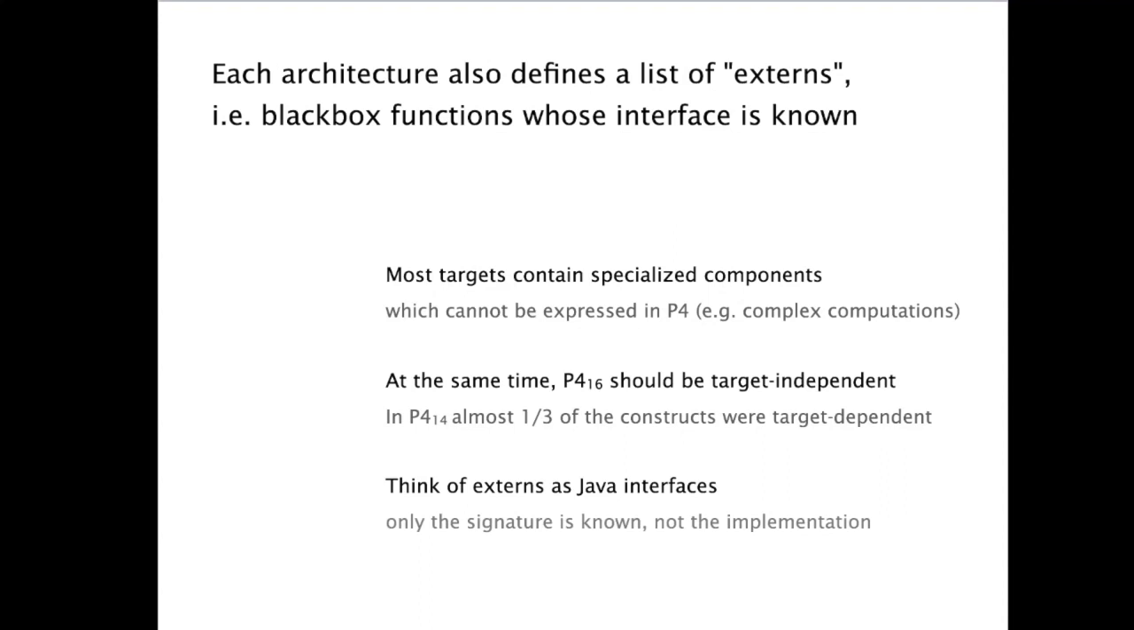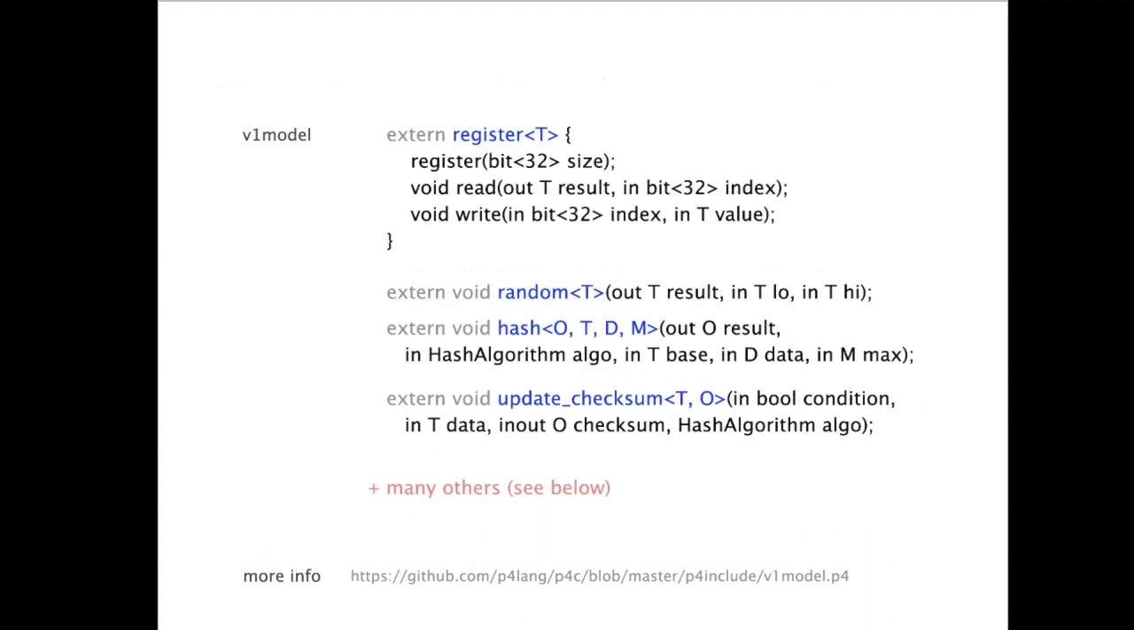So what we do in P4 is that we make this an extra building block, and then we just interface with it. Think of that the same way as a Java interface. You have the specification of the interface, you know what the parameters are, you know what is returned to you when you interact with it, but you do not need to provide the implementation. Typically what you will see as externs are registers, hash functions, and checksumming, these kinds of things.